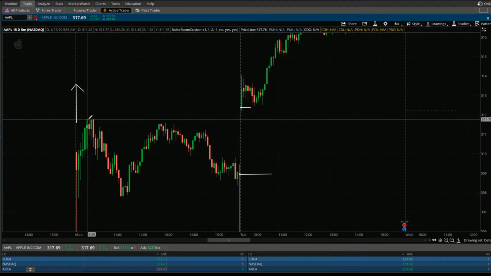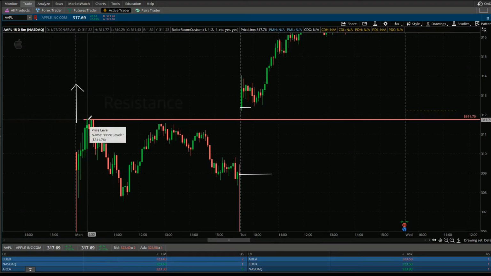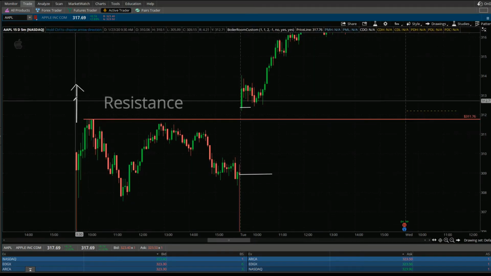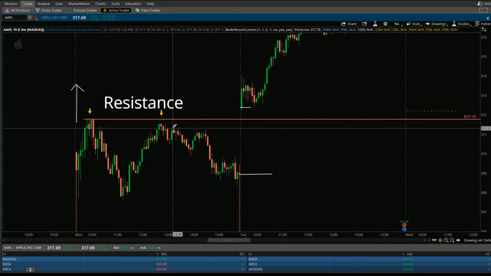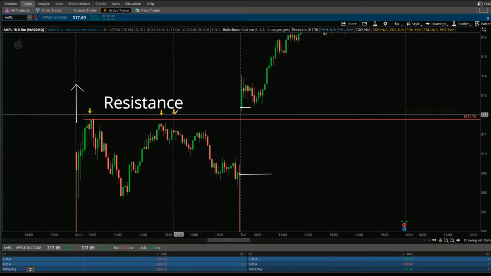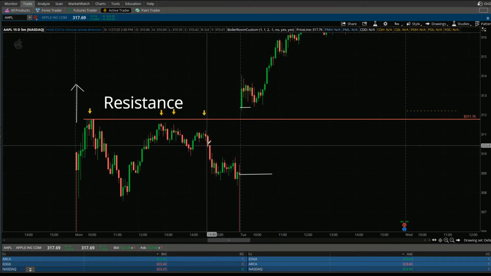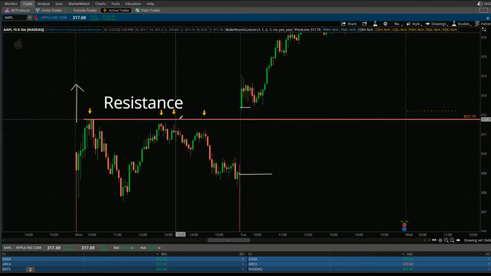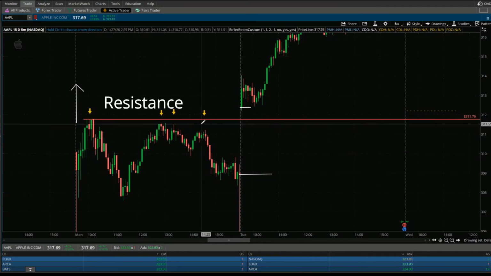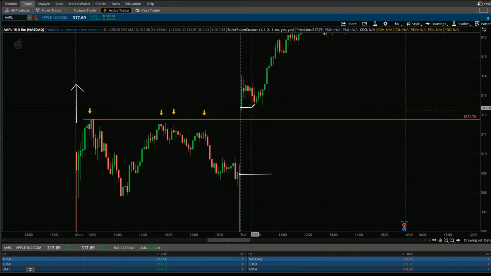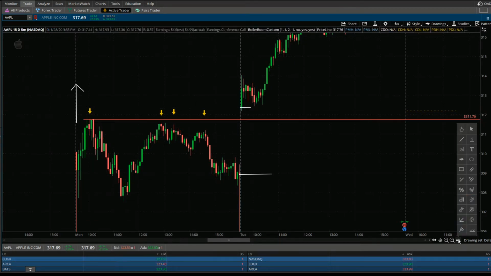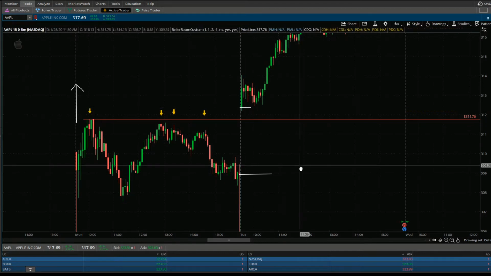So the first area of resistance I see is roughly right about this area here. This is where price got rejected. Price got rejected once here, didn't even make it to that line here. Came down, came back up to test it, made a lower high here, and then the third time is right here. So this area is a strong area of resistance on the previous day, which was the 27th. Now we actually gapped over the line of resistance. That is showing us bullish strength.